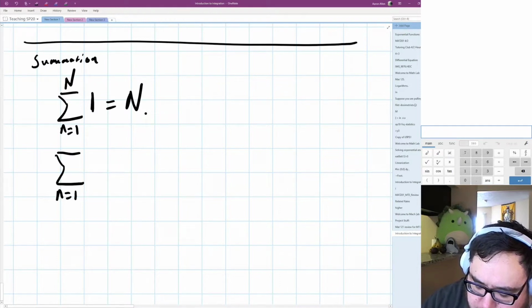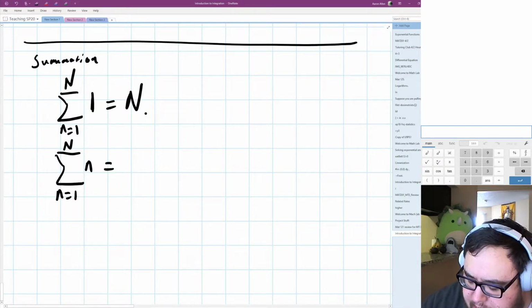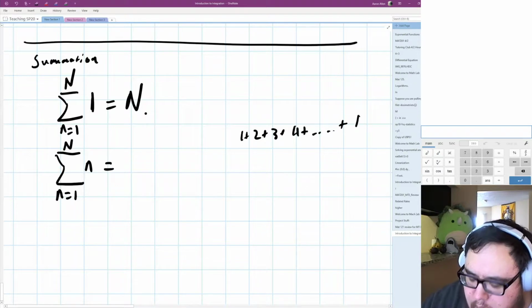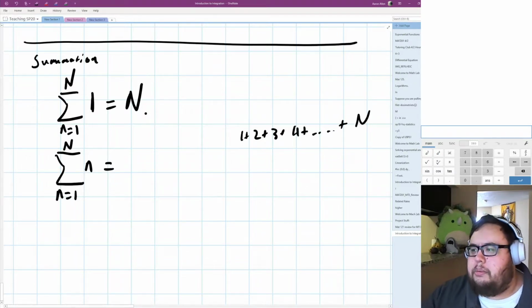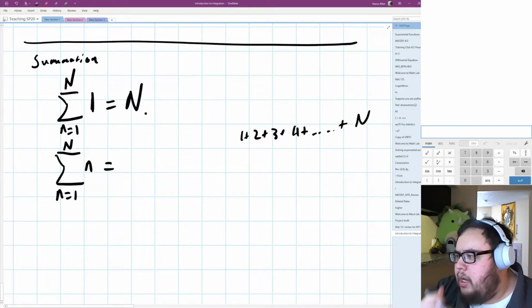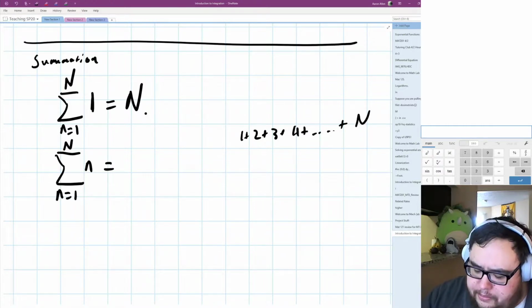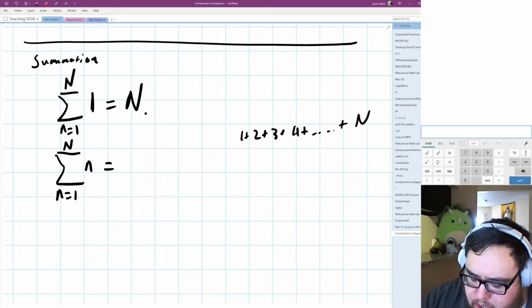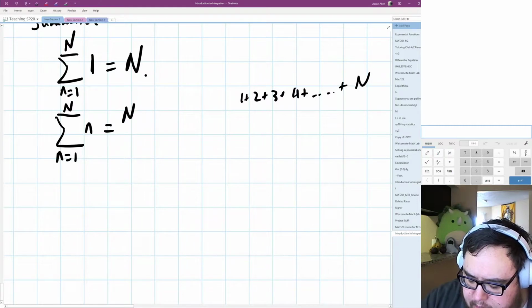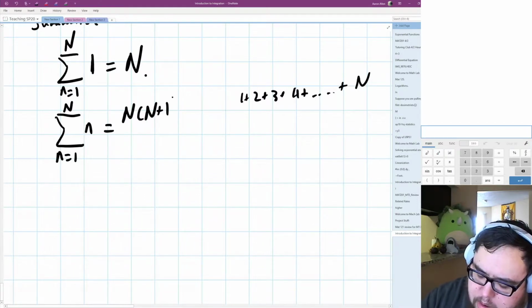The sum from n equals 1 to big N of little n is like saying 1 plus 2 plus 3 plus 4 and so on. There's a really great story about this that has to do with the mathematician Gauss. He invented this formula when he was basically in elementary school. The sum of all the numbers from 1 to big N is big N times big N plus 1 divided by 2.